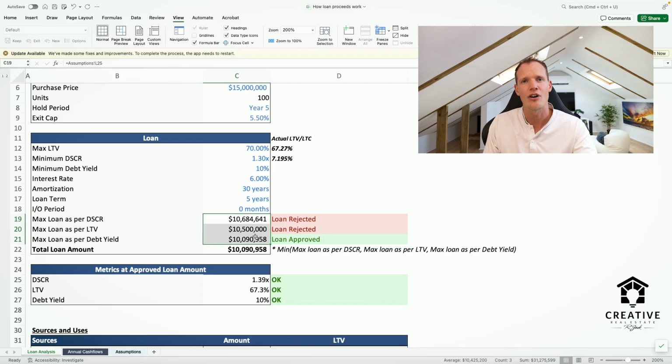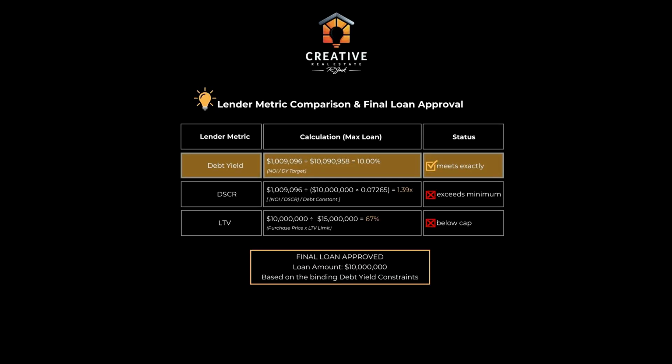So what I want you to pay attention to is these are the maximum loan amounts that we would be able to achieve on any given one of these metrics. However, you need to remember that the maximum loan amount that we're going to get is going to be on the smallest loan amount available based on these three metrics. In this case, that happens to be the debt yield.